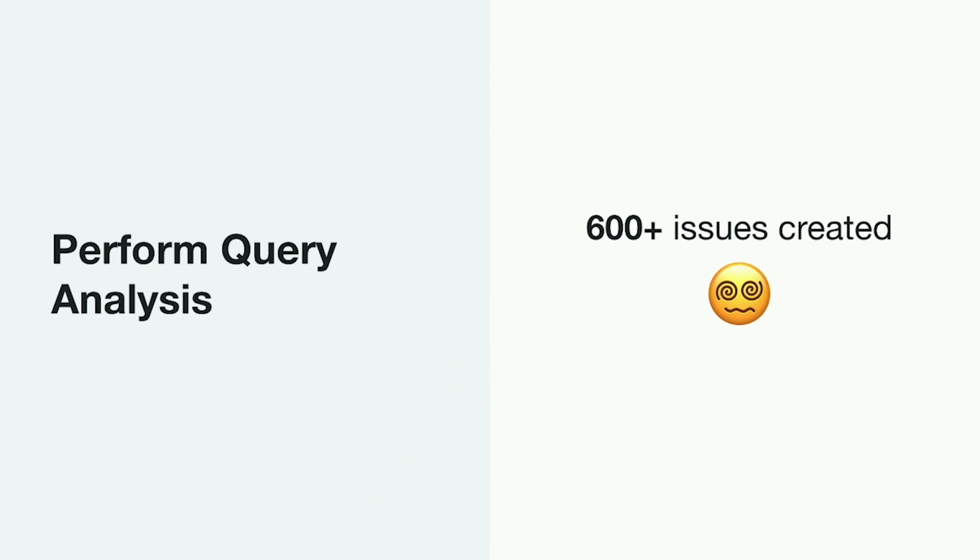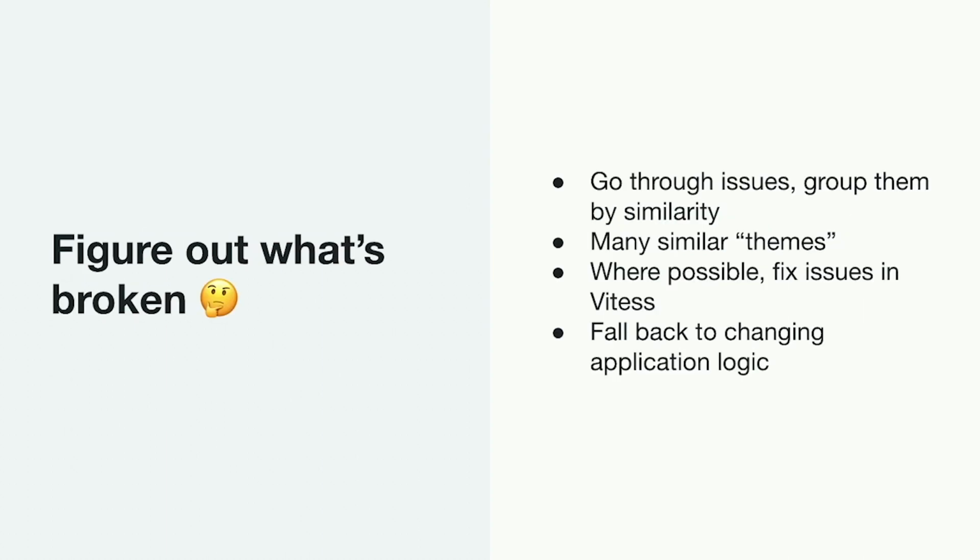So we wrote a tool to do this and to create automatic issues in our repo, and that created 600 issues, right? This was not great either. So we had to figure out what is going on here. And similar to the unit test failures, we went through those issues and tried to group them by similarity. And again, we saw many similar themes where a single thing in Vitess that didn't work quite the way one would expect would cause a whole set of queries to behave differently.